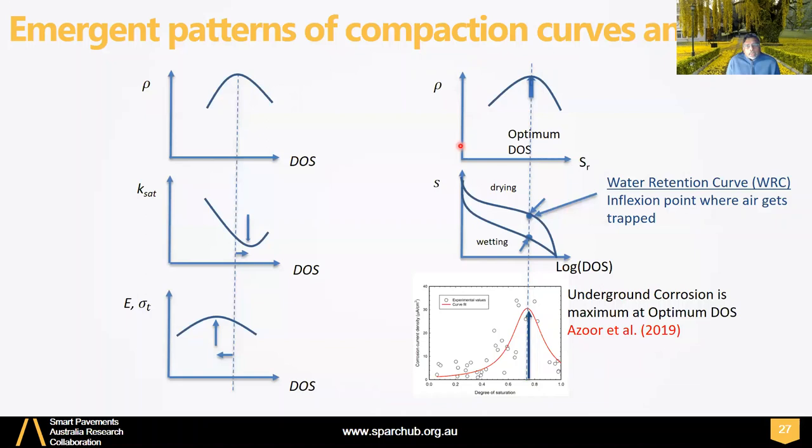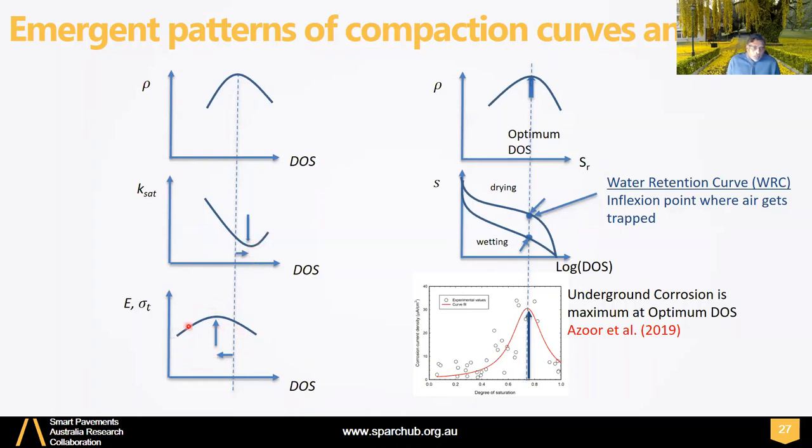Another emergent patterns from the compaction curve. So I am here drawing with degree of saturation, the density and other parameters, but you can also draw them with water content. Same thing you will get. So density with DOS, you get a compaction curve. You can also draw with water as you do traditionally. Then if you do permeability, then permeability be minimum to the wet of optimum, right? That's why clay liners are compacted wet of optimum to get minimum permeability to prevent leachate and other nasty liquids going into ground.